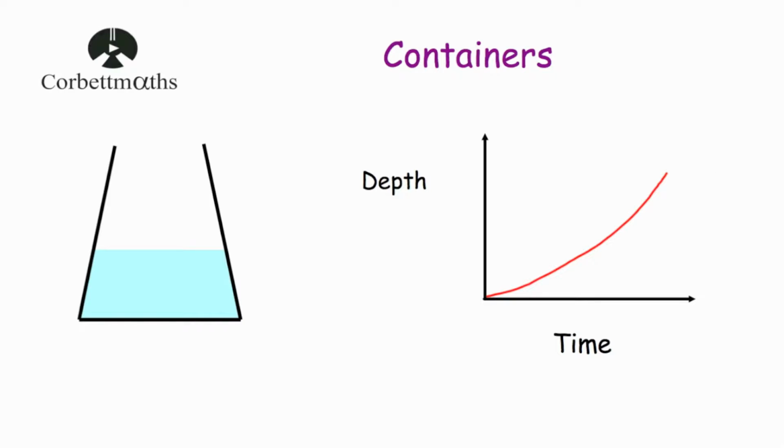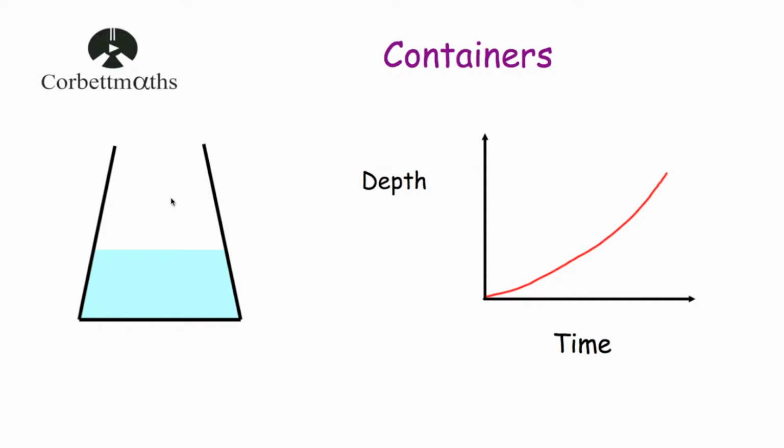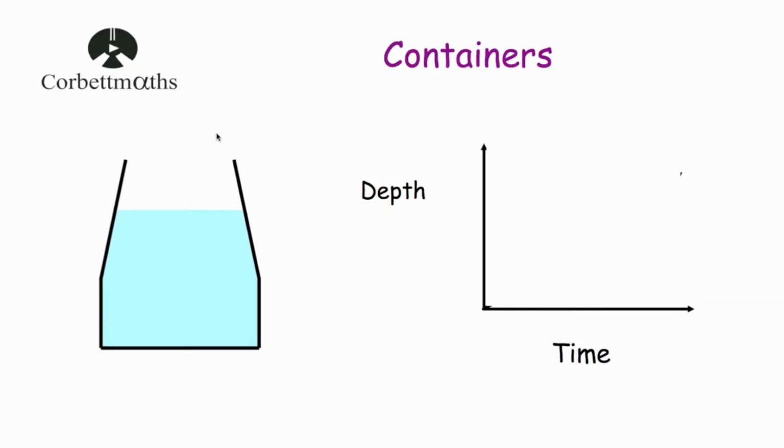something like that. So if the container is getting wider, the curve will look like that because it'll take longer to fill up. And if the container is getting narrower at the top, the depth will increase more quickly, and the curve will look something like that. So let's have a look at our next container.